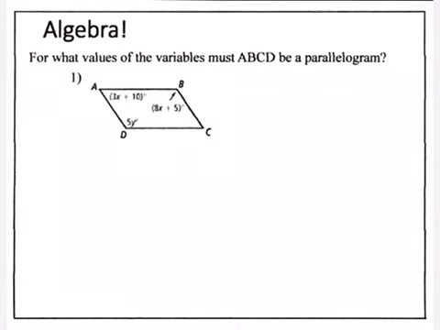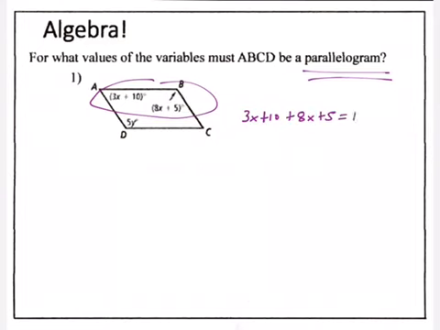All right, in this example, we're looking for what values of the variables must ABCD be a parallelogram. So basically, they want you to treat it as ABCD. The shape is already a parallelogram, so you have to use your properties to solve for the variables. So with it being a parallelogram here, I know that consecutive angles should be supplementary. So that means these two angles should add up to 180. So 3x plus 10 plus 8x plus 5 should equal 180.